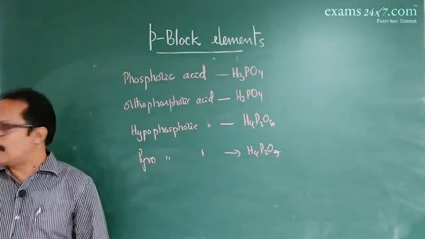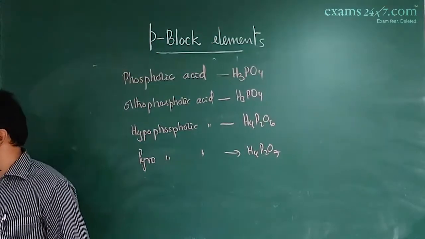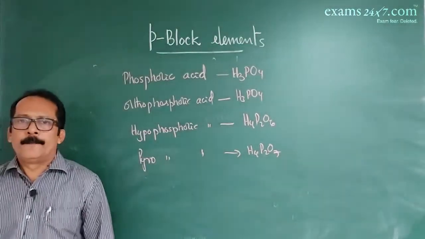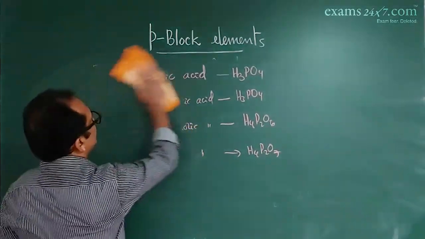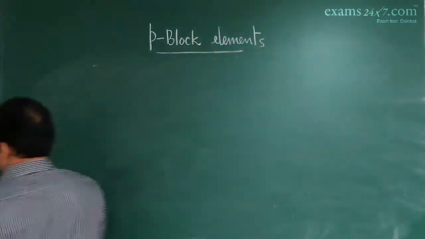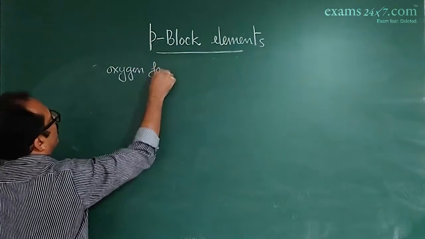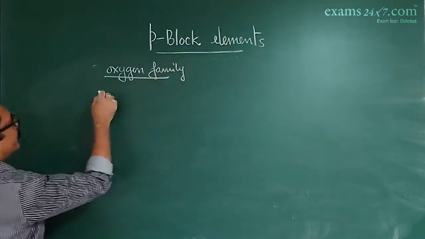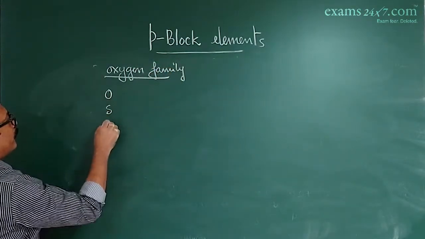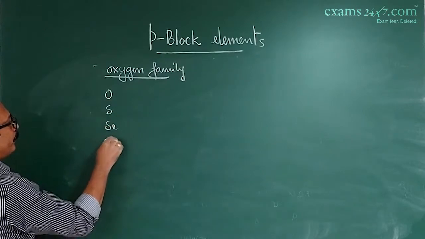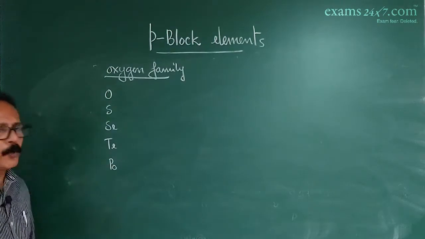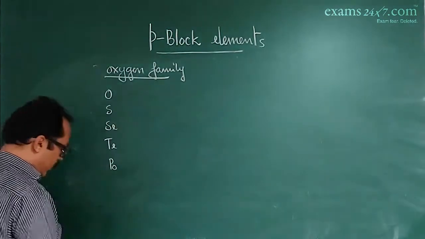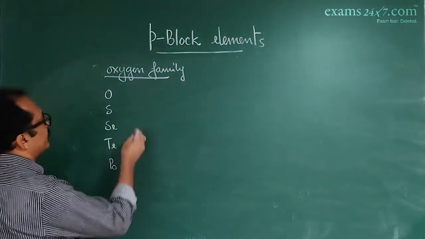Next, we'll move on to the oxygen family. It is also called group number 16. Oxygen family. First element is oxygen. Then comes sulfur, selenium, tellurium. The last one is polonium.